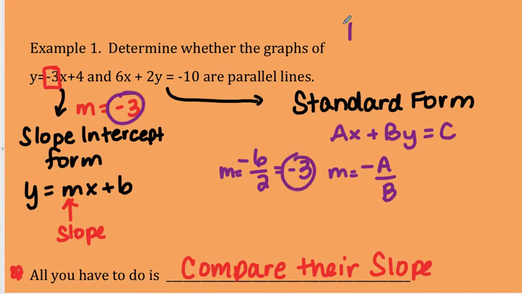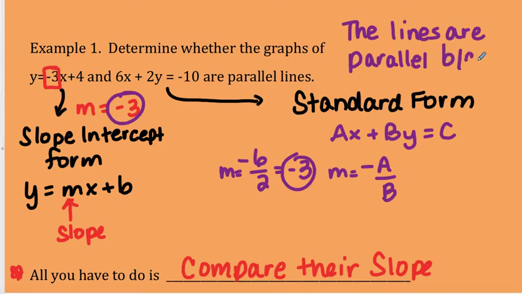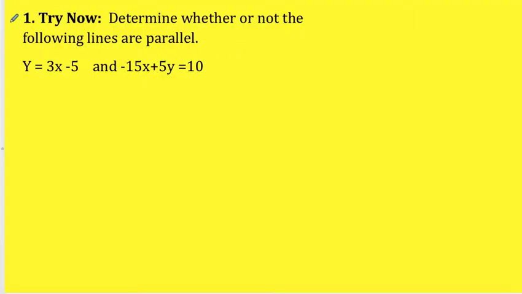So we can say the lines are parallel because they have the same slope. All right, let's look at something else, okay? You try it, okay? I want you to try it. Determine whether or not the following lines are parallel. So pause the video and try it.